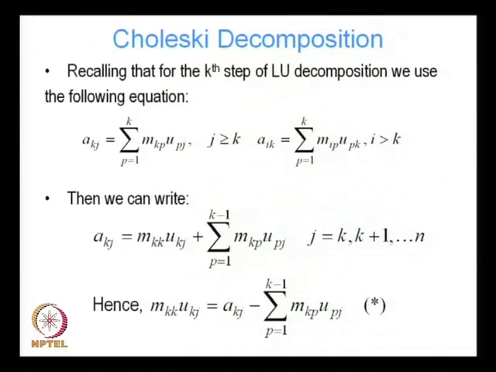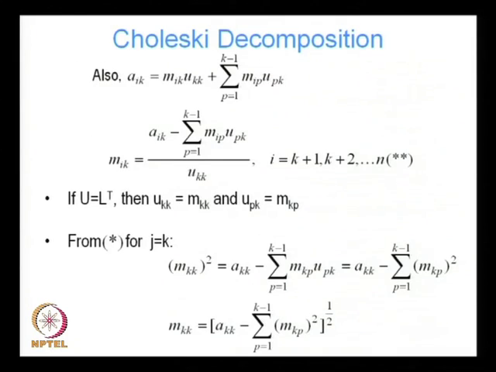It looked like MKP UPJ, and we have replaced that and said MKP UPK, and that is equal to AKK minus sigma p equal to 1 to k minus 1 MKP square, because UPK is equal to MKP from the symmetry, from U is equal to L transpose. So we can write MKK is equal to AKK minus sigma p equal to 1 to k minus 1 MKP square, to the power half.